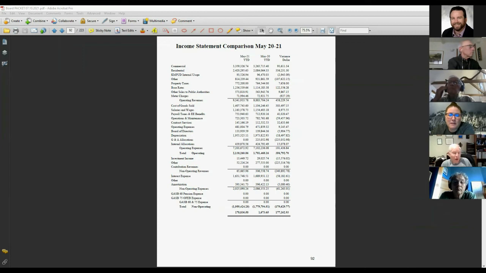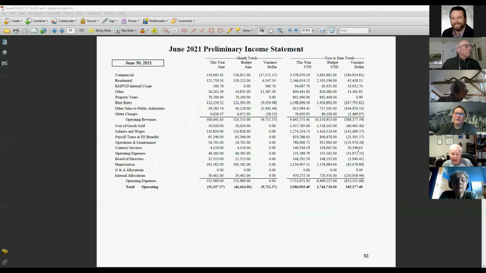Any other questions on May financials? Okay, moving on to June preliminary income statement. These are actual revenues for June. So we end the year at 9.8 million, which is 308,000 less than plan. Again, you can see that base rate issue that we've discussed in previous board meetings. There will be obviously some changes to the property tax amounts when I get my final apportionment numbers. That number for property taxes will change based on what our final apportionments are.